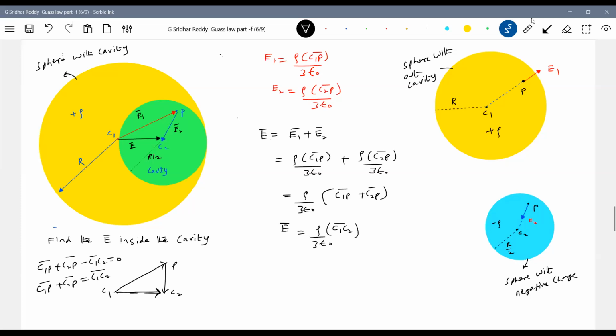So everywhere inside the cavity, what is the electric field? It will be uniform. And how much is the magnitude? Rho by 3 epsilon naught, times the distance between the center of the sphere and the center of the cavity. Able to get this? This will be uniform. So now we'll go for the diagram. Just make an observation. I'll explain further. If you have any doubts, you can clarify now only.